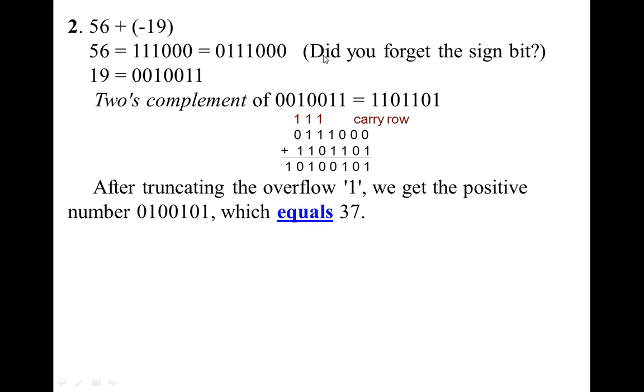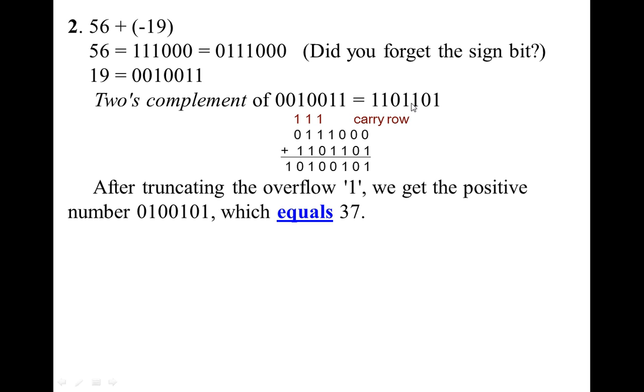56, first of all convert it into bits. Then 19, first of all find the 2's complement of 19, that is 11011101. Then use the sum operation. It means 0111000, and then add 19 to these bits. Means use this one, 1101101. Add these two bit patterns.